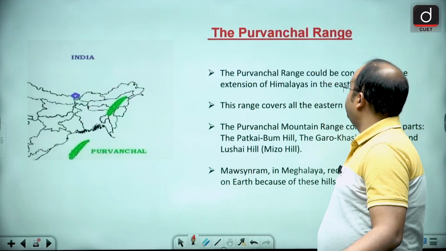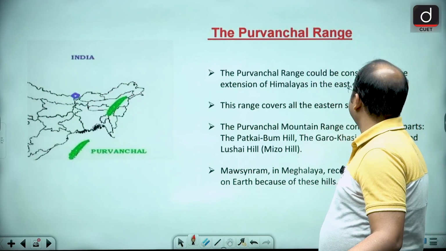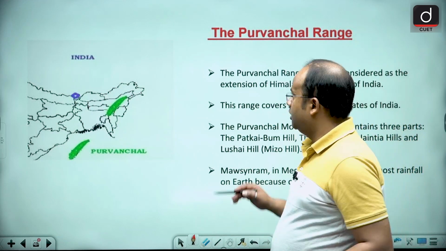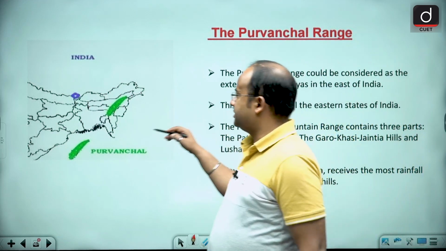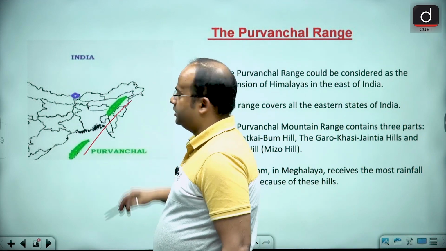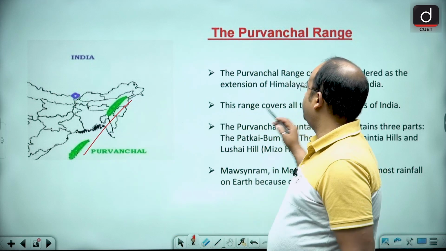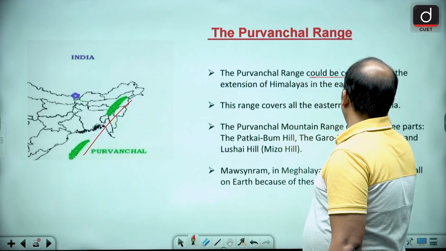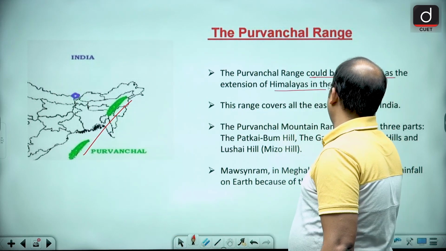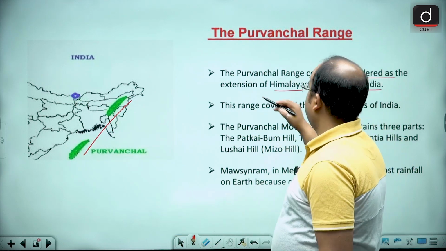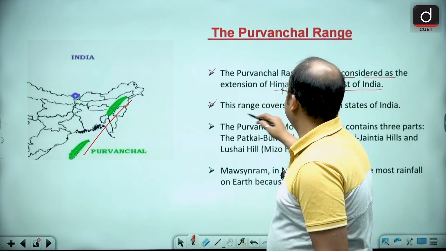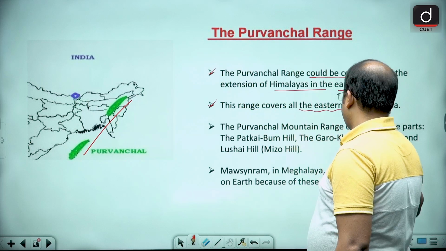Next we have, guys, the Purvanchal range. Now guys, let's discuss this Purvanchal range. The Purvanchal range is the extension of the Himalayas to the eastern part, and it covers all the eastern states of India.